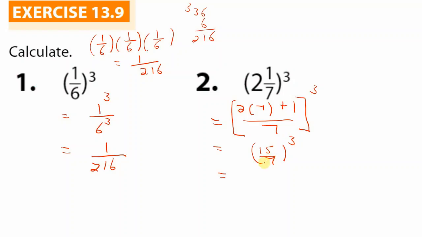or cubed. And now we can use the rule that says we are allowed to separate. So we have 15 to the power 3 over 7 to the power 3. So we need to find what's 15 times 15 times 15. And we also need to find what is 7 times 7 times 7.